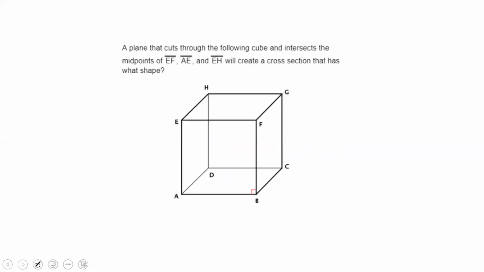This one says a plane that cuts through the following cube intersects the midpoints of EF, AE, and EH. Okay, so here's the midpoint of EF, here's the midpoint of AE, and here's EH. All right, so it's got to intersect this. Oh, I know what kind of an intersection that is. That looks like a triangle to me.